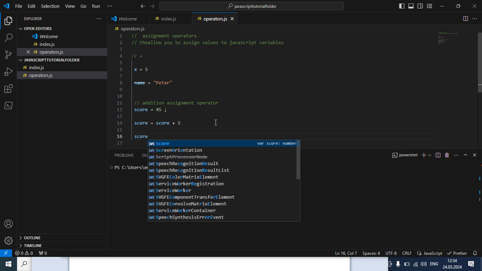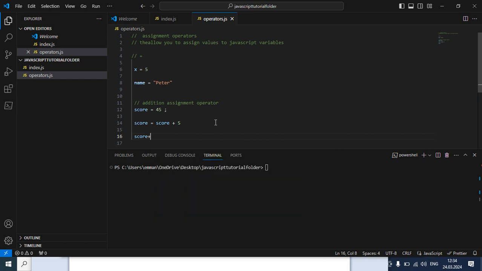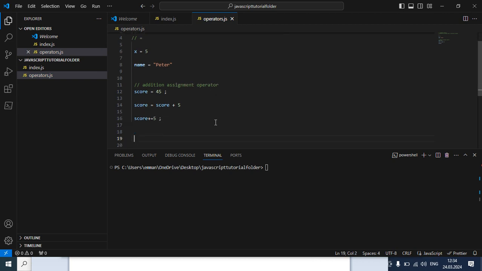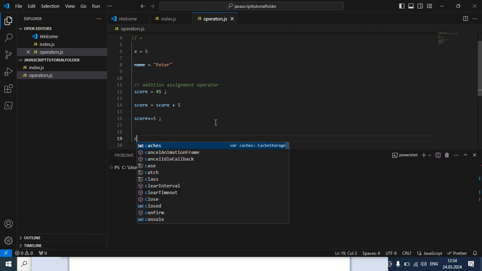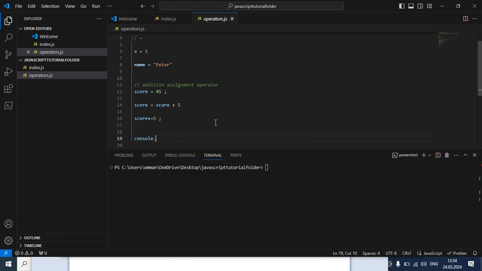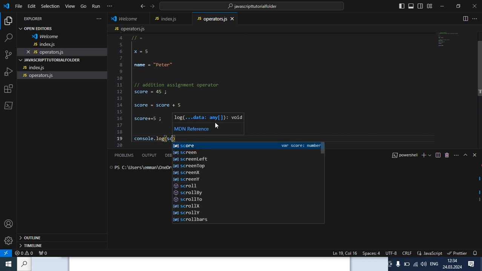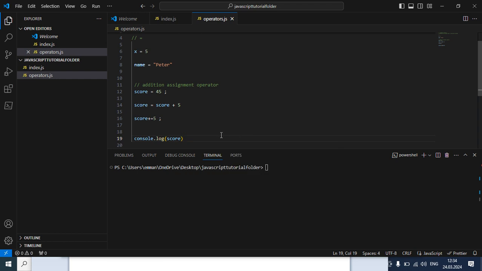score plus or equals to 5. So if we print score to the console.log score, so let's see. Yep.